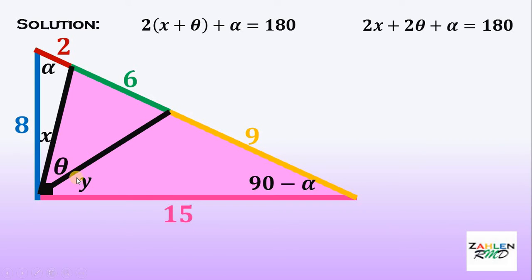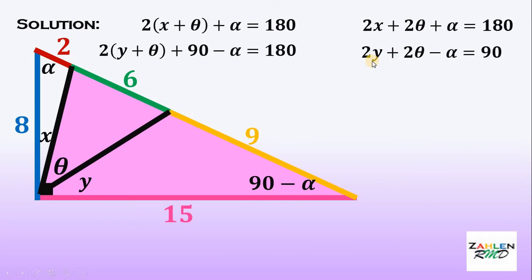Next, consider this triangle. Again, this triangle is an isosceles triangle because 6 plus 9 will give us 15. Again, the base angles of this isosceles triangle are equal. If this base angle is y plus theta, the other angle is y plus theta, and the vertex angle is 90 minus alpha. Therefore, we can say that 2 times the base angle, y plus theta, plus 90 minus alpha equals 180 degrees, because the sum of the angles inside a triangle is equal to 180 degrees. Now simplify this equation and we get 2y plus 2 theta minus alpha equals 90.